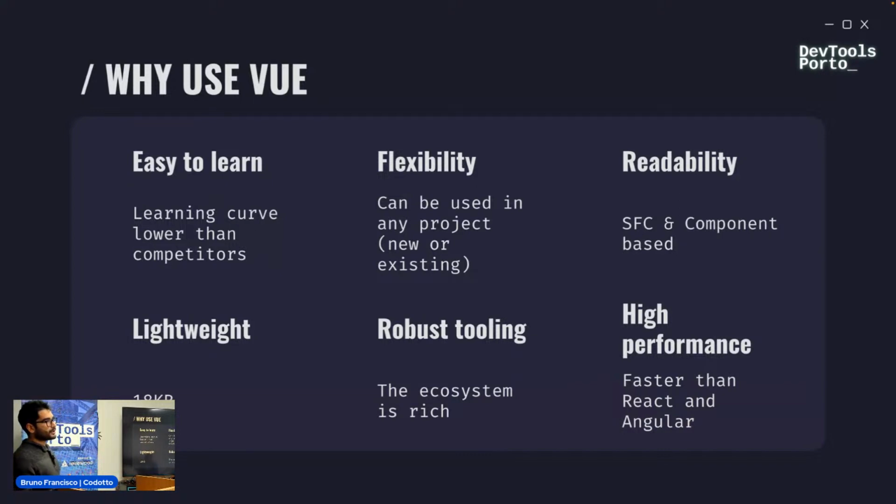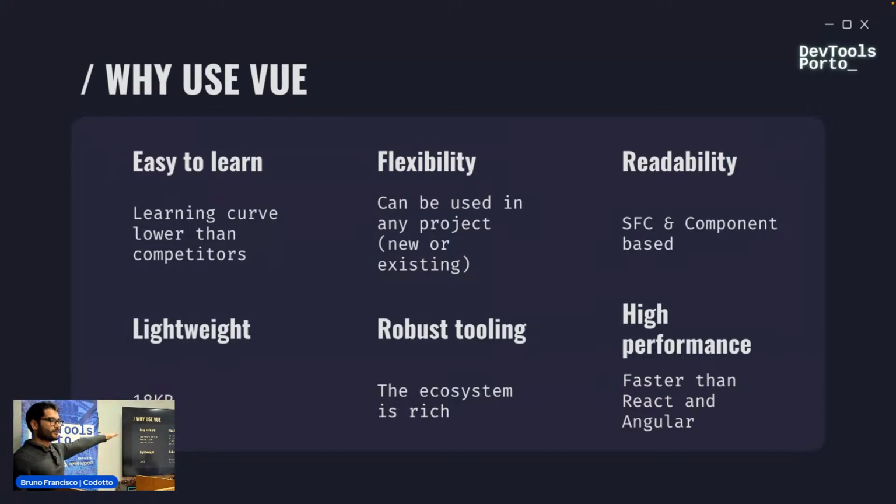Flexibility: you can add it to existing projects or you can start a project from the beginning. Vue.js is built to be incrementally adopted, so you can adopt several packages or just the framework itself. Readability: single file components and component-based, as we said many times here. Lightweight: only 18 kilobytes. Robust tooling: the ecosystem is extremely rich, with a lot of people working overtime to make great tools. And high performance as well.